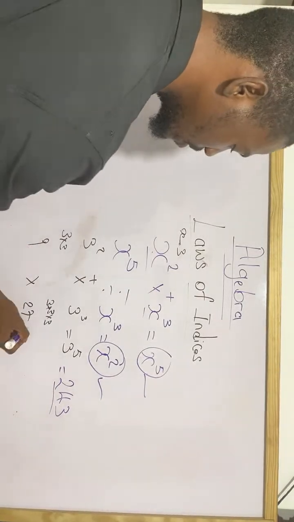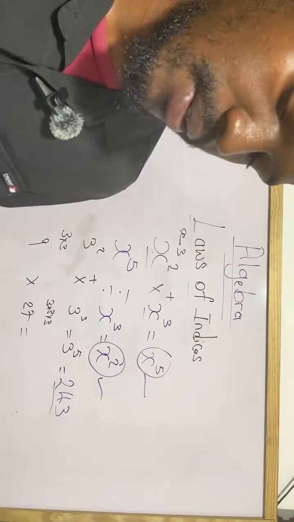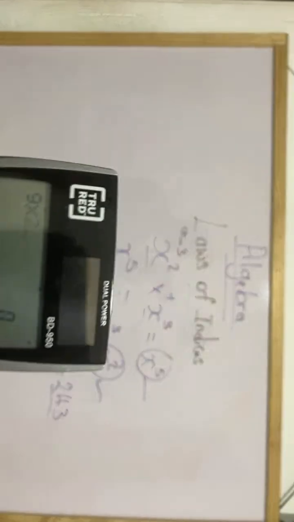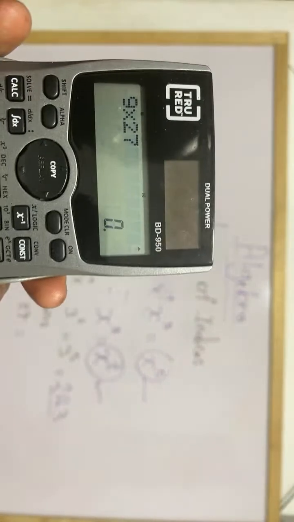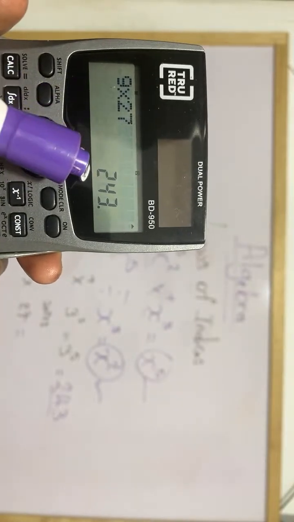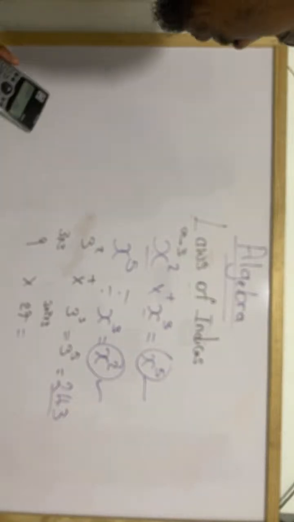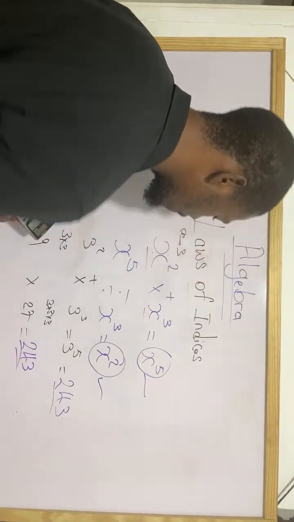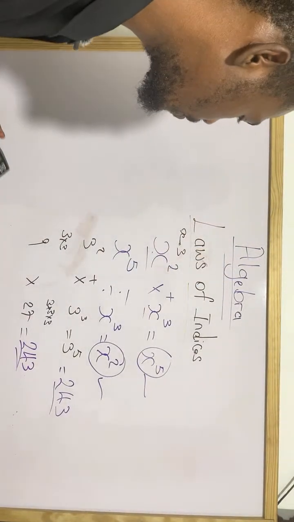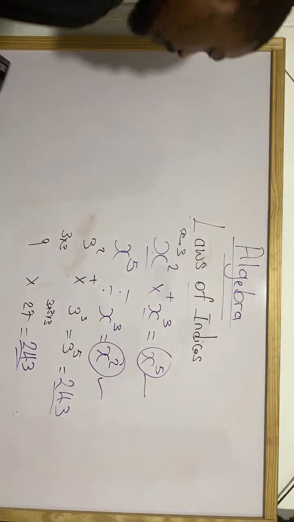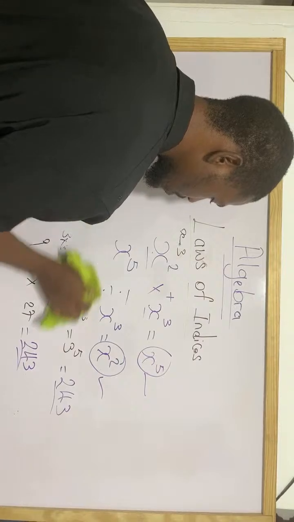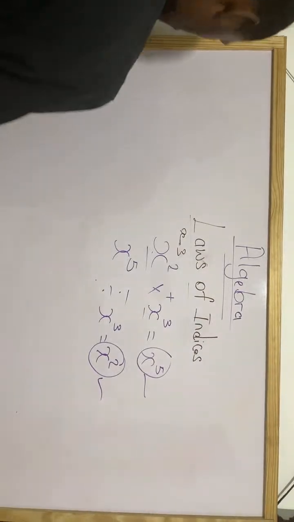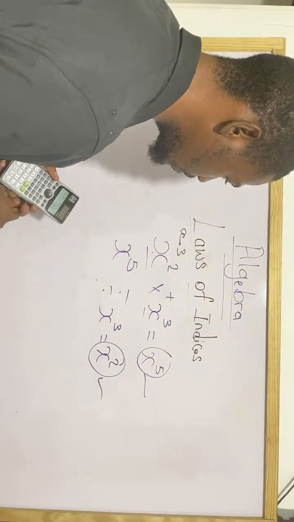Now we're going to test this one and see what it gives me. So we have 9 times 27, right there. That also gives me 243. So we can see therefore that the rule actually applies and it works perfectly. If we were to try the one for the division, we can see it actually works very well just the same. Let me go ahead and do that one.